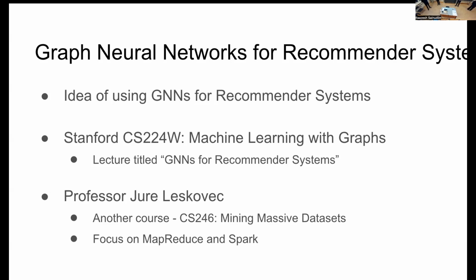I know a bit about him because I worked slightly with graph neural networks before. And turns out he also has a course named Mining Massive Datasets, which focuses on MapReduce and Spark. We've heard about this as well. So I was like, this seems like a good thing. So I will start off by summarizing the idea of graph neural networks for recommender systems.